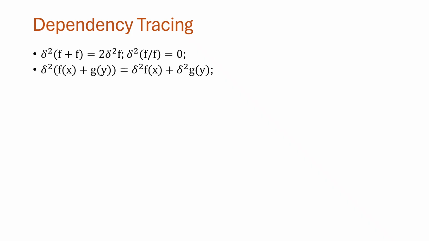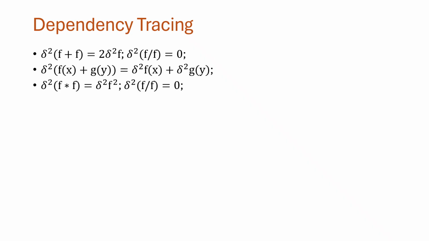Let's talk about a most important property of StatisticalTaylorExpansion, namely using dependence tracing. Using Taylor expansion, we can see the following example of dependence tracing. F plus F become 2F, F divided by F, the variance becomes 0. And if X and G has a completely different set of input variables, then their variance obey the law of sum.